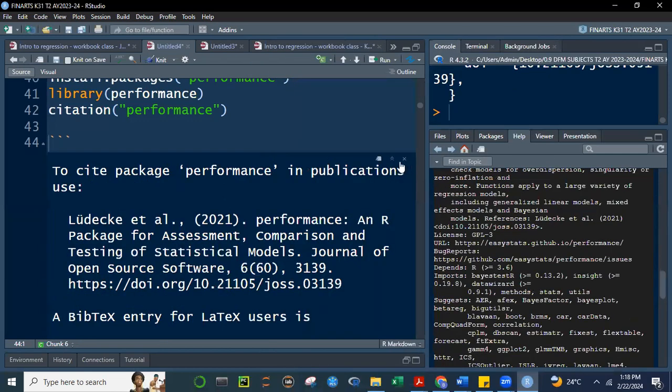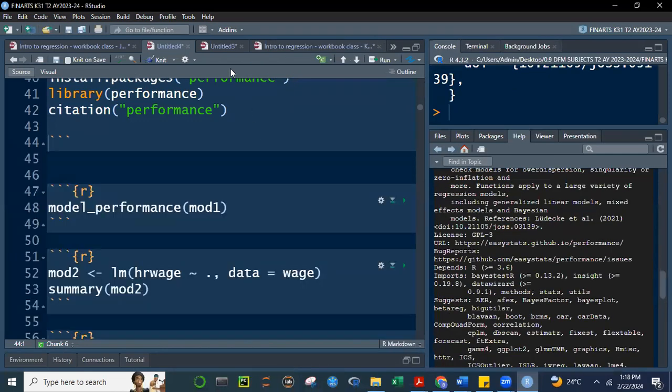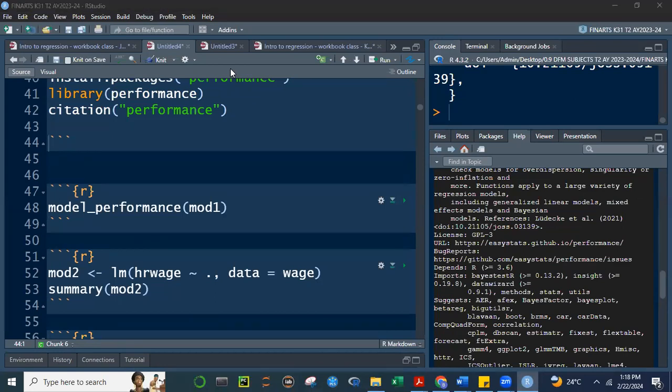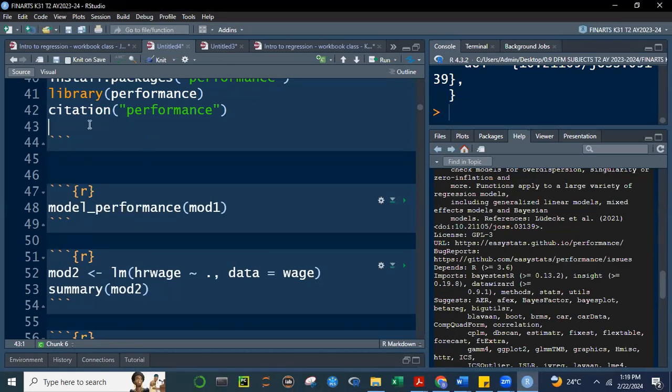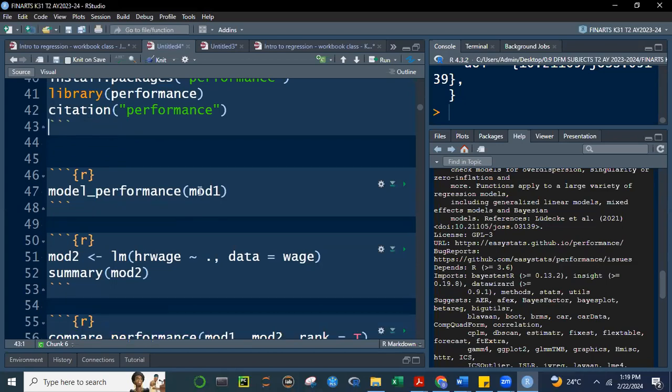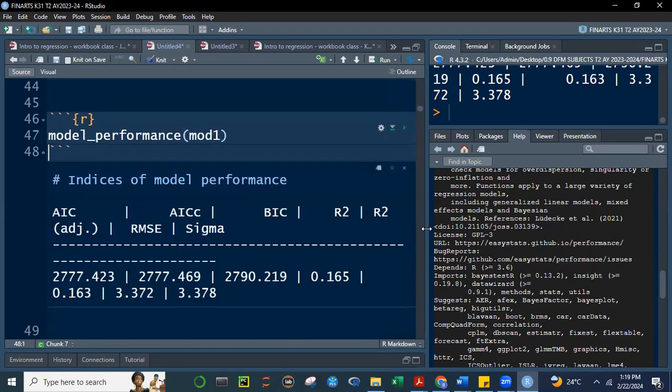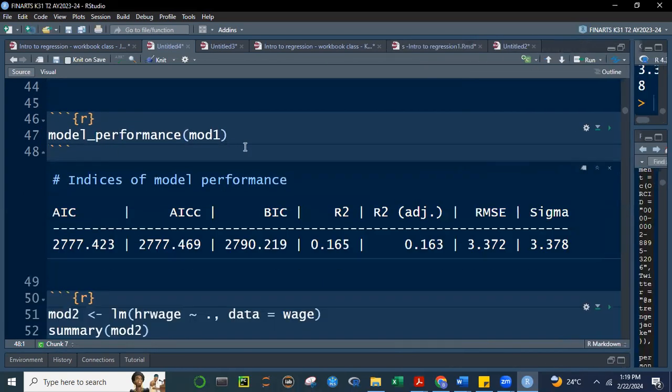All right. So let's just have a check, class. Let's see. What does the performance package do? Pwede natin tingnan yung model number 1. Of course, this is not yet our final model. Simple regression lang to, but just to show you, class, what this does. So it gives us some metrics, no? Model performance na model 1, it gives us the Akaike information criterion, and then the AIC corrected, and then BIC, R squared adjusted, Ramsey, root mean square error, and sigma.